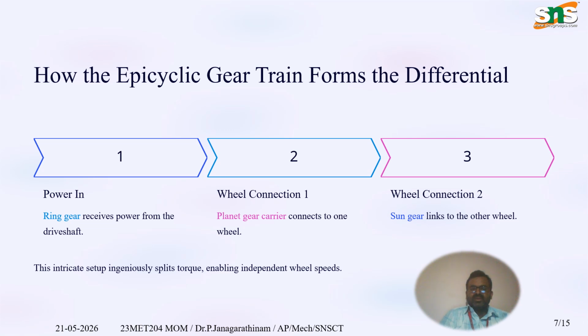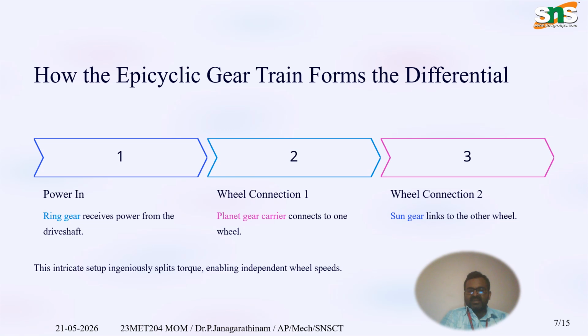So how do epicyclic gear trains form the differential? The ring gear receives the power from the drive shaft. For the wheel connections, the planet gear carrier connects to one wheel, and the sun gear links to the other wheel. This is how epicyclic gear trains form the differential. One is the ring gear, which receives the power, and wheels 1 and 2 are connected to the planet gear and the sun gear.